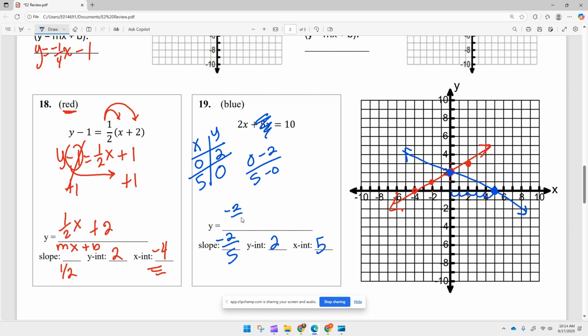So now we can write our equation in slope-intercept form. So that's -2/5 x, and then our y-intercept plus 2.